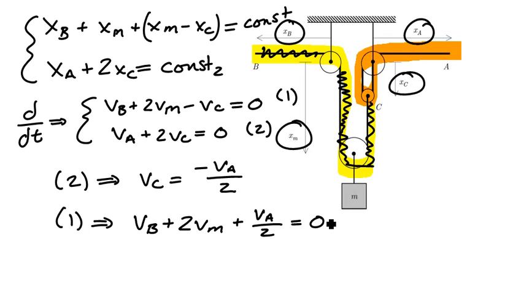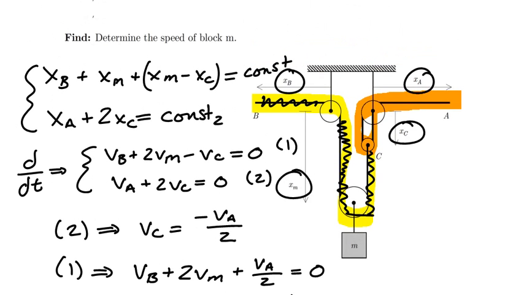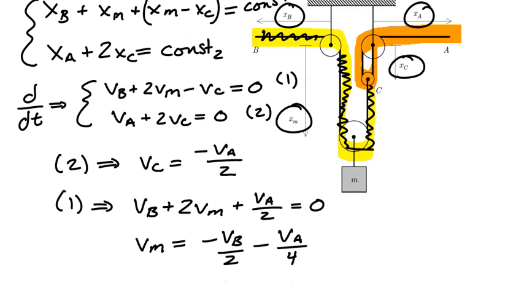From this equation, I actually want to determine the speed of block M, and so if I solve this for VM, I'm going to get VM is equal to minus VB divided by 2 minus VA divided by 4. And I believe in this problem we're only asked to find speed. Indeed, that is the case, and so this will be the final answer for this problem.